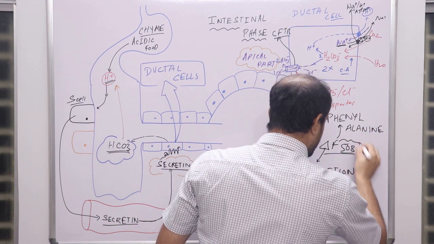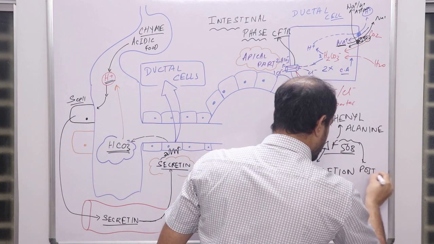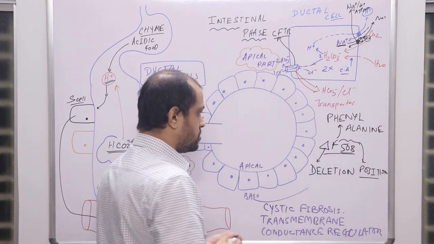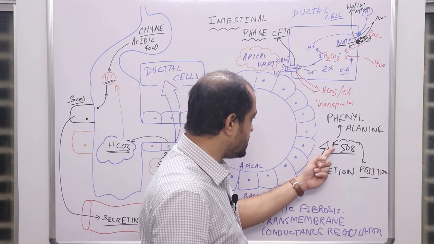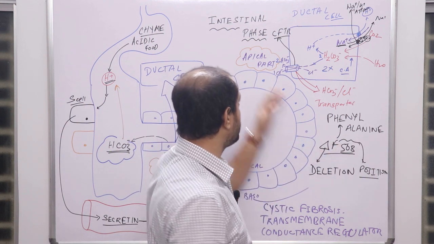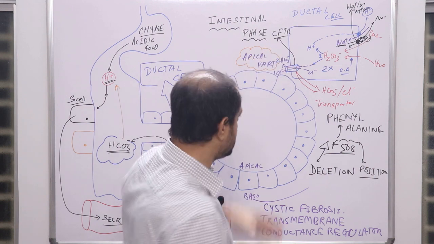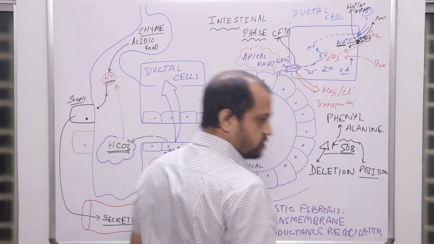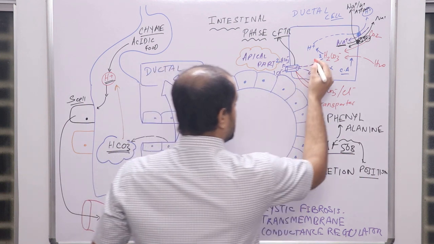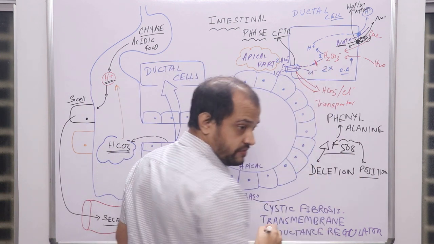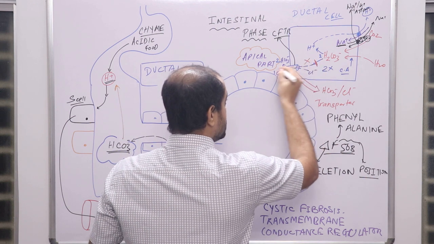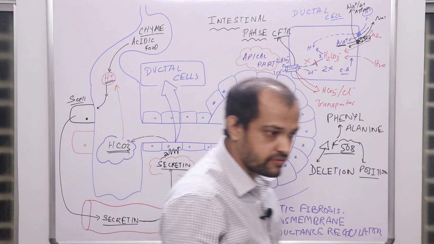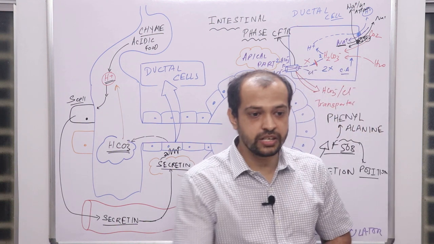And 508 is the position of the amino acid phenylalanine. So when this mutation occurs, there is a deletion of phenylalanine at the 508th position of this protein. This is important for you to understand. Therefore this protein is non-functional, and bicarbs are present in the cell, obviously, but they cannot come out of this cell. Clear?